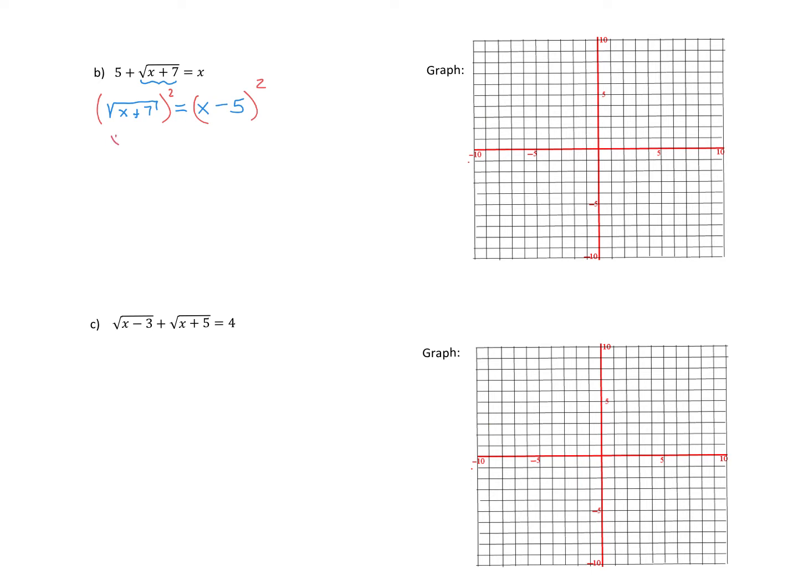I get x plus 7 on the left. And don't forget to FOIL here, that's one of the most common mistakes. We actually get x squared minus 10x plus 25. And then I will subtract x and 7. So we get minus 11x, and subtracting 7, we get plus 18.